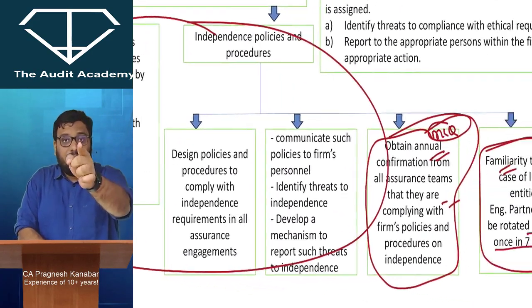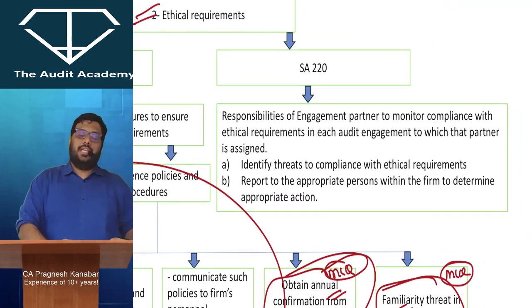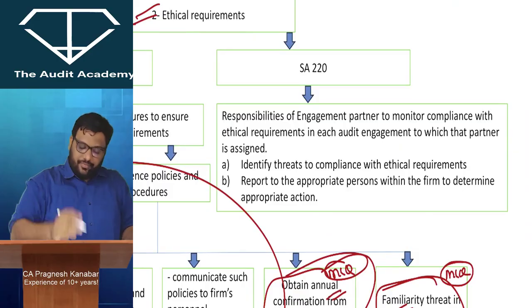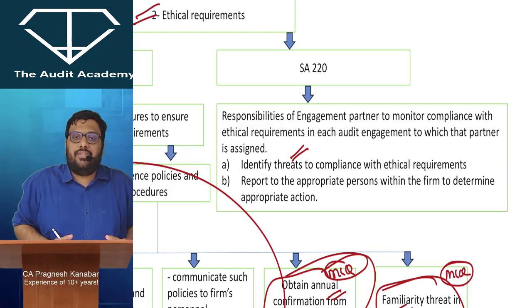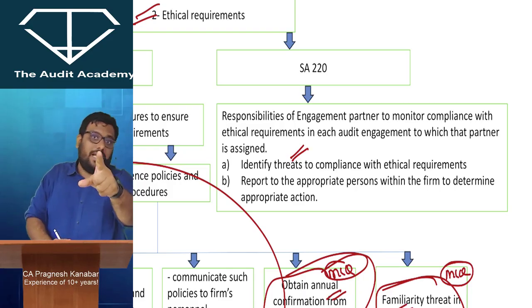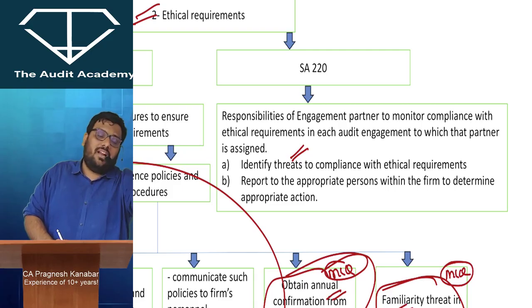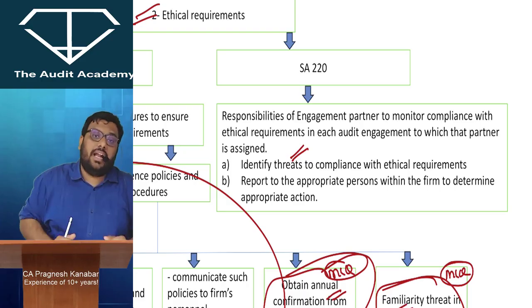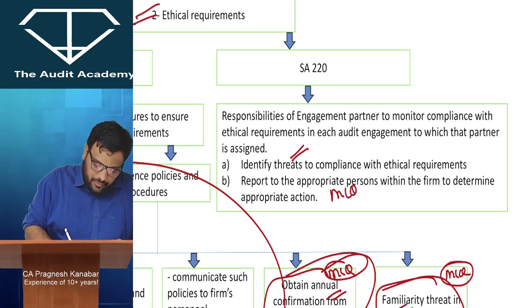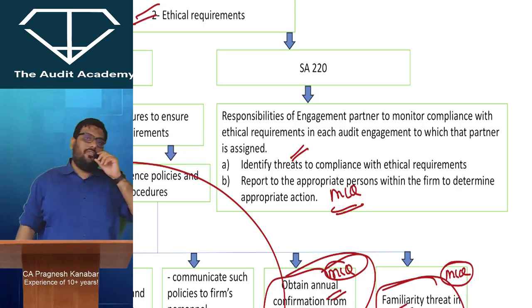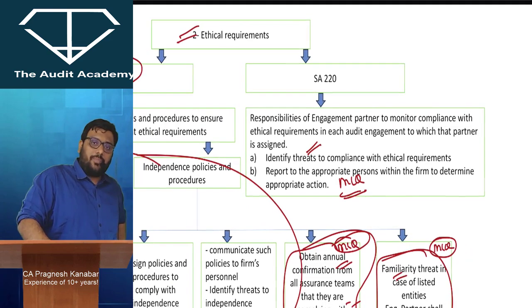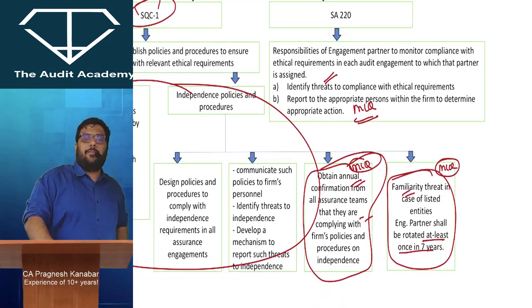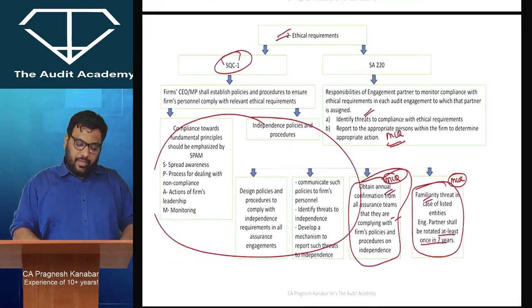As an engagement partner, what will be your responsibility? Your responsibility will be first to find out whether there are any threats to independence, threats to compliance with ethical requirements. If there are such threats, then you please don't take any unilateral action. You will have to report to the relevant person within the firm, and then both of us will decide and take appropriate action. Please remember this for MCQ, that the engagement partner himself is not authorized to take actions. Engagement partner shall report to the appropriate persons within the firm, and then the firm and the partner shall decide appropriate action. I hope I'm clear with this.